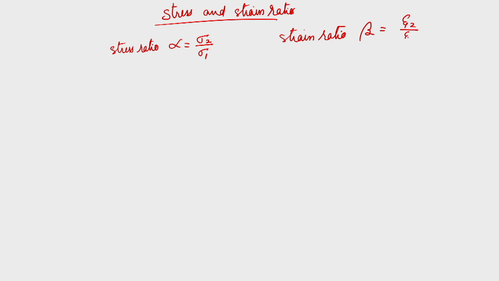epsilon 2 by epsilon 1. When a sheet is subjected to deformation, what are the stresses along these two directions? That ratio gives you the stress ratio, and the strains which are taking place in these two directions give the strain ratio. So, that means, when it is along direction 1 with sigma 1, what are the other strains?